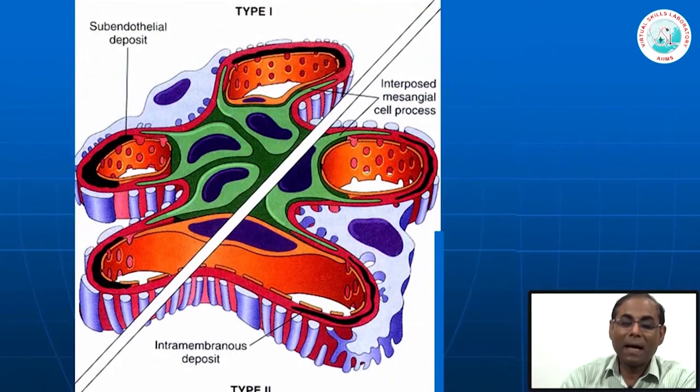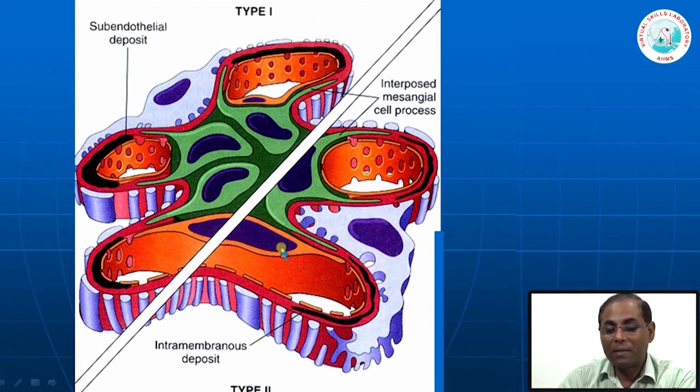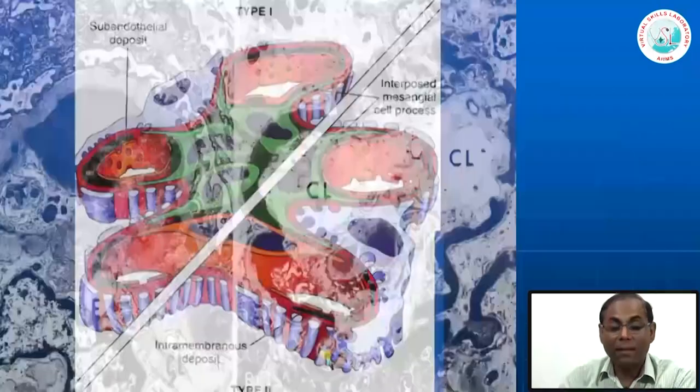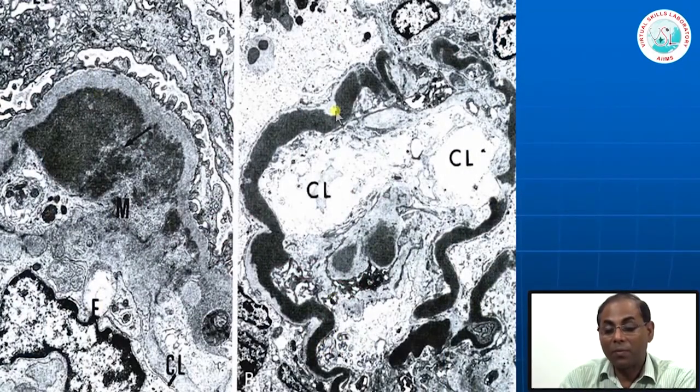So, I think this is the schematic diagram of type 1 and type 2. This is the intramembranous dense deposit which is there here, whereas here there are more of rough subendothelial deposits, and in both there is mesangial cell interposition, but it is more prominent in type 1 and less prominent in type 2. And this is the typical electron microscopy. On this side you can see a continuous electron dense deposit in the intramembranous type. So, this is the typical type 2 glomerulonephritis, whereas this is the typical subendothelial deposit in case of type 1 MPGN.